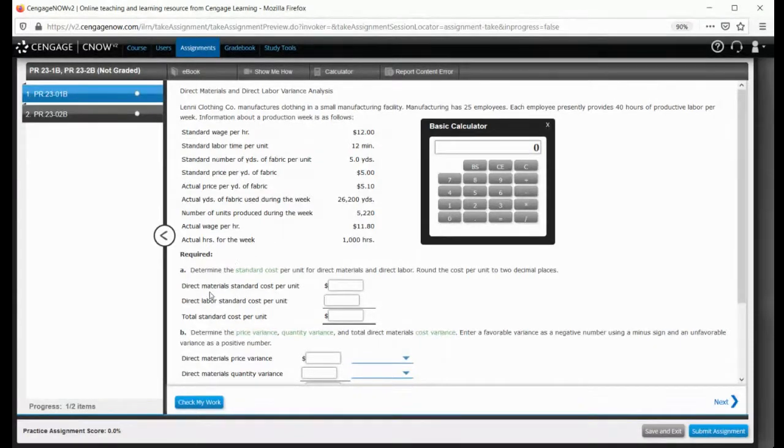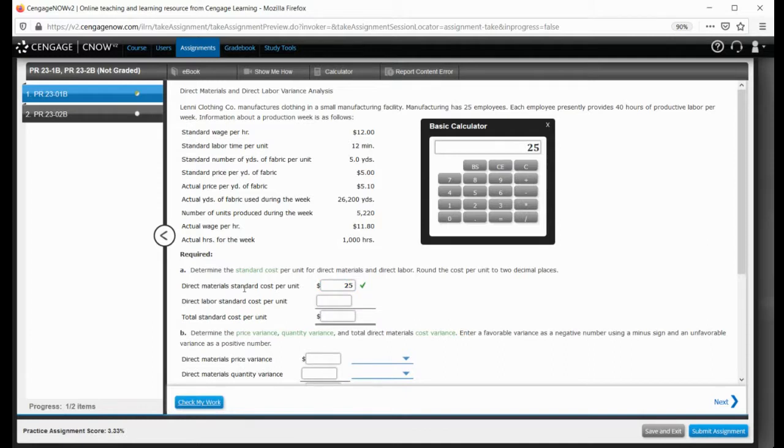Remember, we're looking for the direct materials standard cost per unit, so it's about materials. We would need to know how many yards of fabric this company anticipated using per unit, which is 5 yards. And we will multiply the 5 yards times the standard price that we are expecting to pay for the fabric, which is $5. So if you multiply 5 yards times $5, it's going to give you $25 as the standard cost of the direct materials per unit.